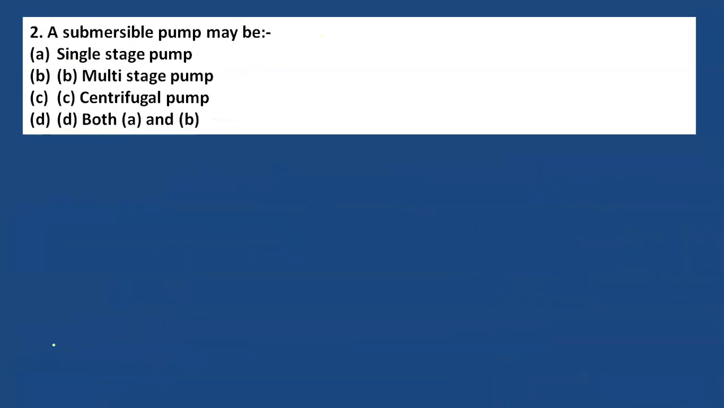Just move on to the next question. A submersible pump may be. Here the options are single stage, multi-stage, centrifugal pump, or both A and B. So it is a single stage and multi-stage pump. Option D is the correct answer. A submersible pump is a vertical turbine pump where a small diameter submersible electric motor is present. That is why we call this a submersible pump. So option D is the correct answer.